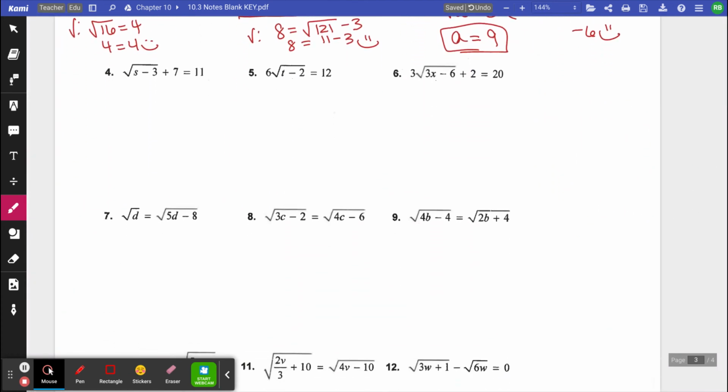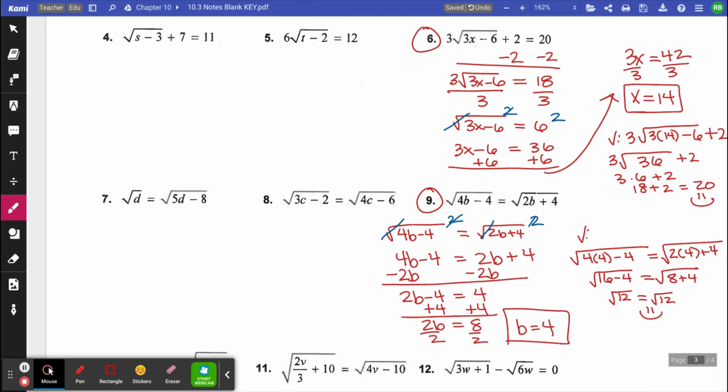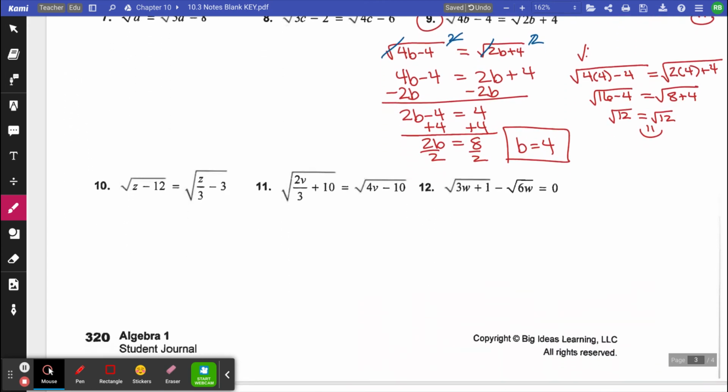Okay, just for time purposes, I want you to pause the video. Let's do number 6, and let's do number 9. So go ahead and pause the video again, make sure you're doing the work, and check your answers. Okay, so here are the answers for 6 and 9. For 6, hopefully you got x is equal to 14, and for 9, hopefully you got b is equal to 4. Okay, let's look at number 12 together.